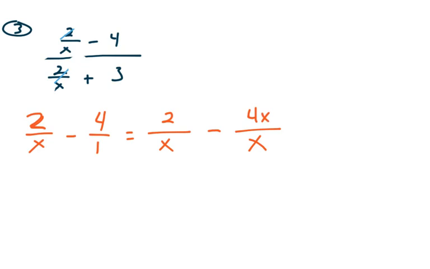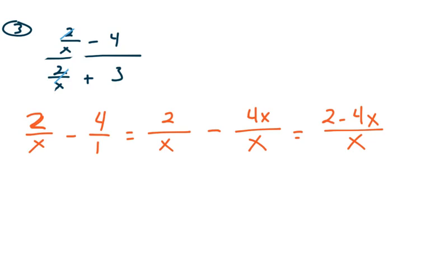So that'll be 4x over x. Okay, so that's the numerator, and we'll see if we can't simplify this a little farther. 2 minus 4x. I don't know if there's much we can do here, so we'll just leave it as 2 minus 4x all over x.